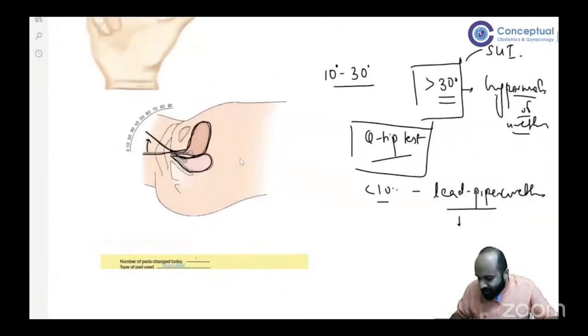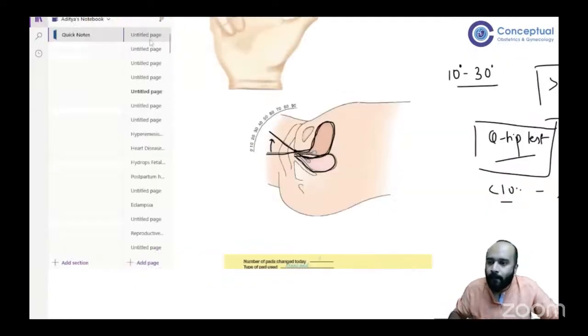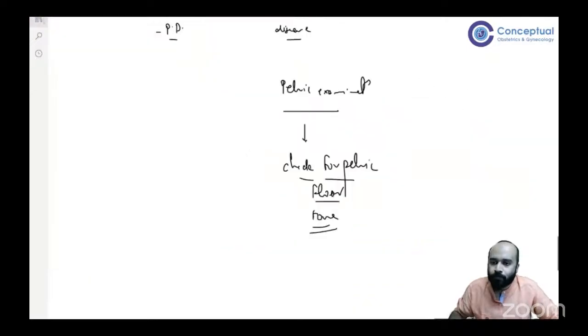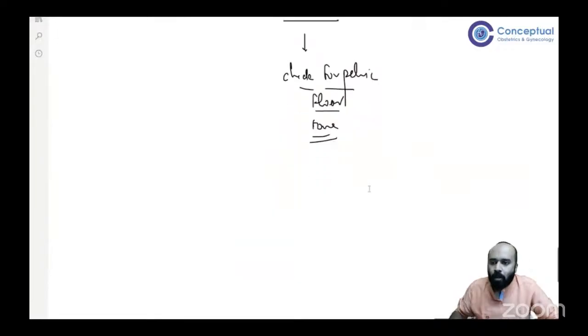So once these tests are done, first we did the Boney's test, then we did the Q-tip test.